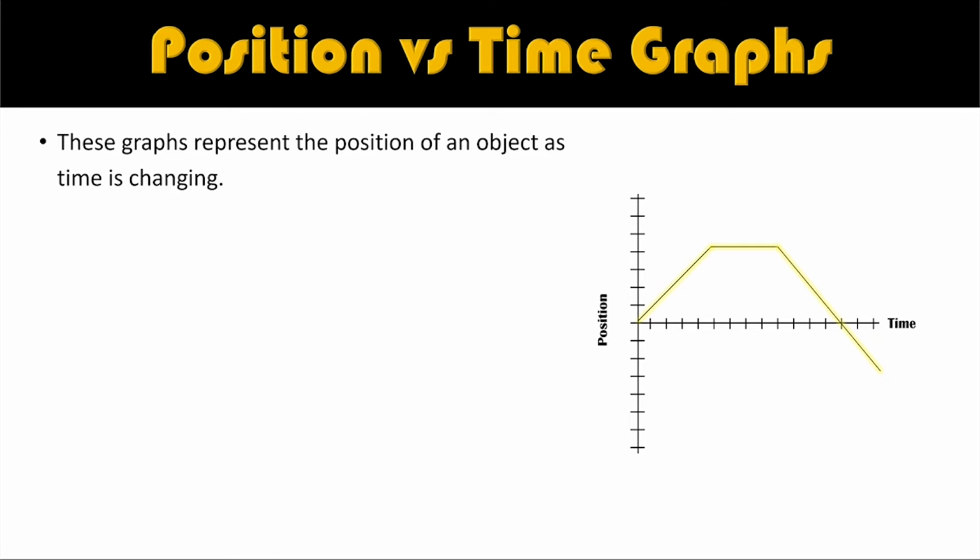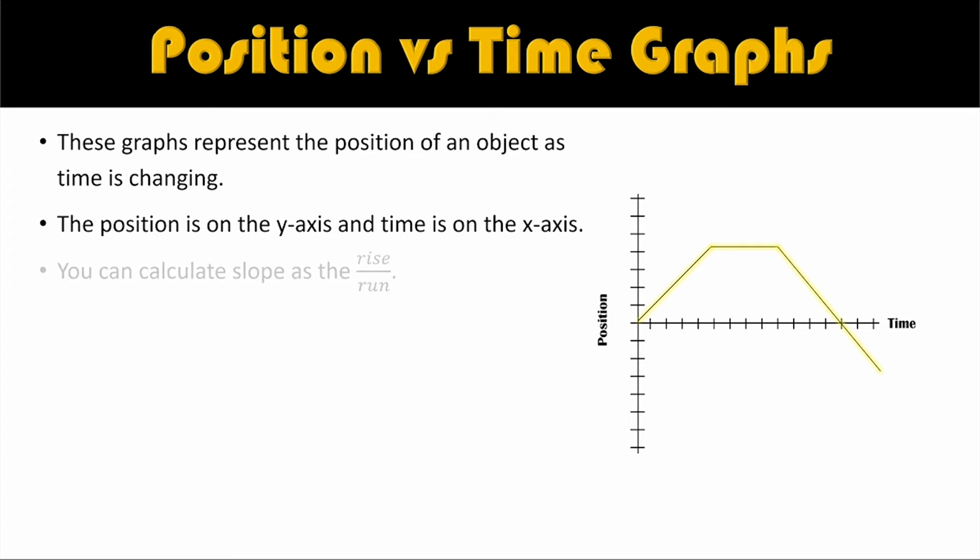This shows the position of an object as time is going by. You can see over here on the right we have a position versus time graph. On the y-axis we have our position, and time is on the x-axis. If you remember back in your math classes, you learned how to calculate slope, which is rise over run. That principle is going to be very useful when you're looking at a position versus time graph because it gives you a lot of really good information.